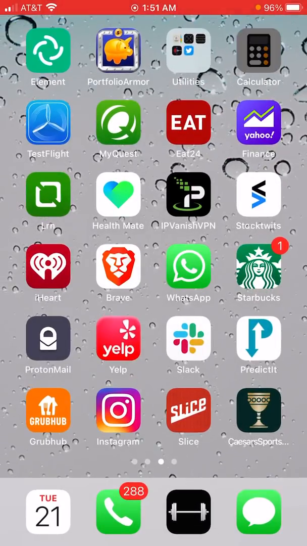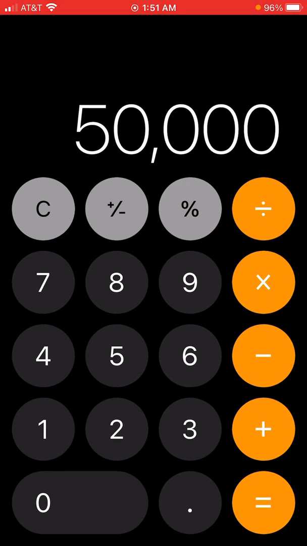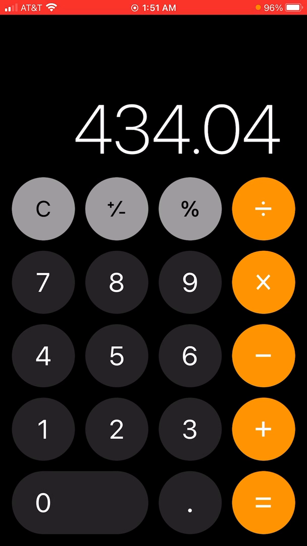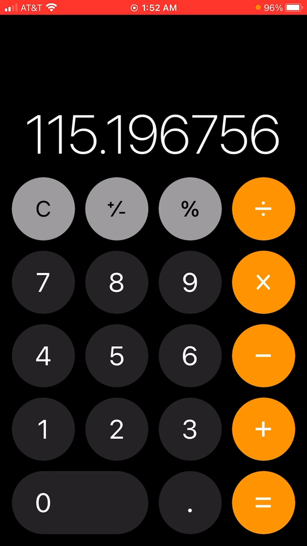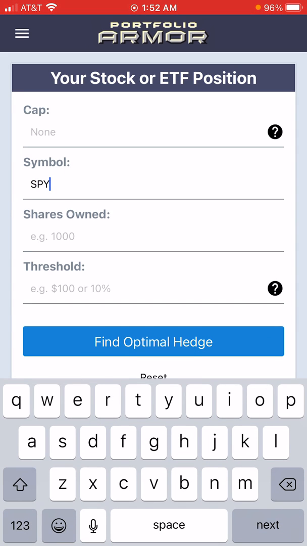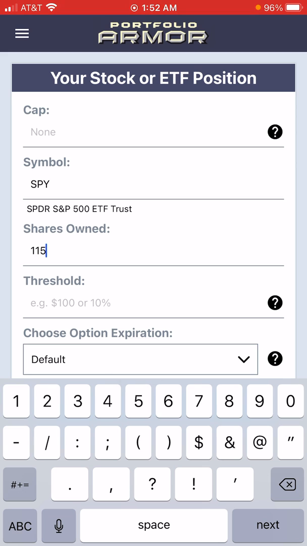So let's go ahead and divide 50,000 by 434.04. One thing I've learned doing these videos is you put the dollar amount of your portfolio in first. It's easier to remember the next number. So rounding this up, we get 115 shares. So the next thing we do is we open up the portfolio on our iPhone app and we type in SPY. And then we type in 115.